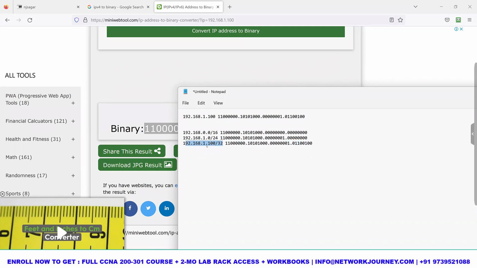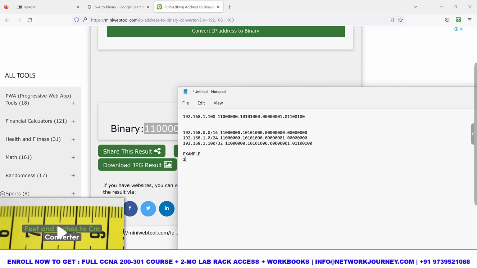Wherever you declared the highest CIDR value, you have 16, 24, 32. 32 will be the highest CIDR value that will win the election. The second best would be 24 and the third best would be 16. Similar way, I'll give you one more example.